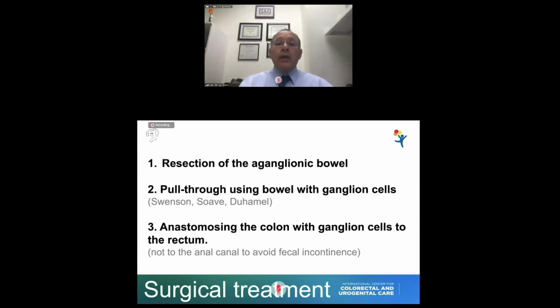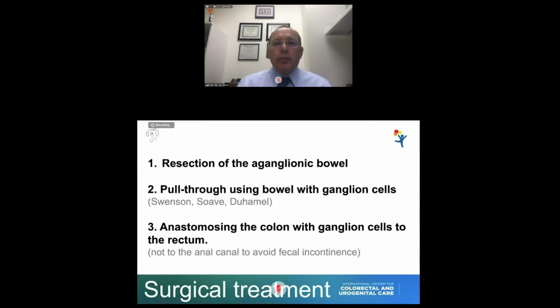Then we have to move the proximal bowel with ganglion cells and connect it in the pelvis, in the rectum. We call this the pull-through. And there are different types of pull-through. The technique described by Swenson, Soave, Duhamel. Any of these works perfectly, it is just the preference of the surgeons. This operation can be done with colostomy or without colostomy. Also, this is the preference of the surgeon.